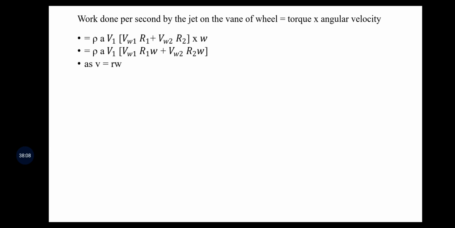Now, the work done per second by the jet on the vane of a wheel is nothing but force into velocity. Here the work done is in rotation, so the force will be the tangential force, that is the torque, and the velocity will be the angular velocity, per second. It means torque into angular displacement per unit time, and angular displacement per unit time is angular velocity. So multiplying, we get rho A V1 (Vw1 R1 + Vw2 R2) into omega, taking omega inside the bracket, so R1 omega and R2 omega.